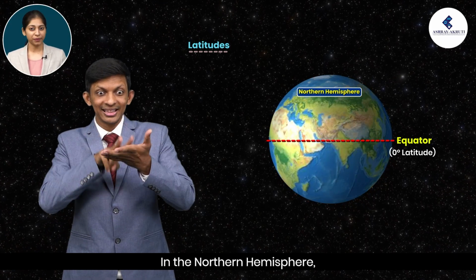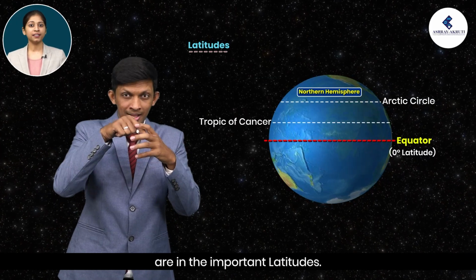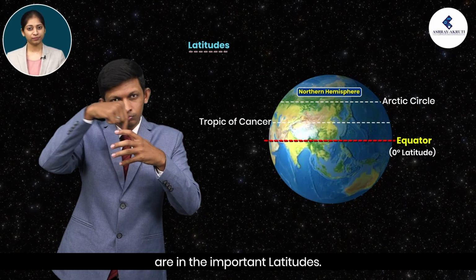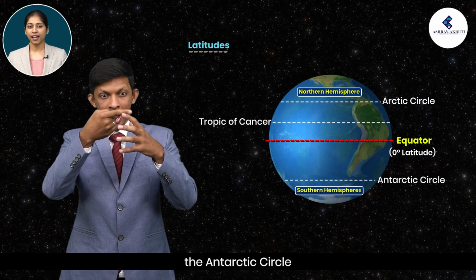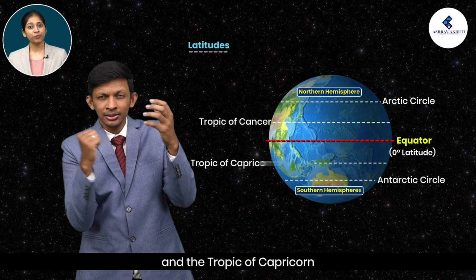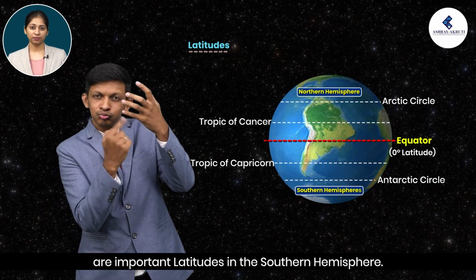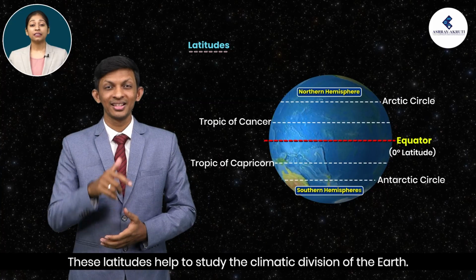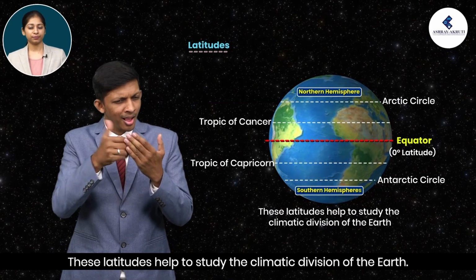In the northern hemisphere, the Arctic Circle and the Tropic of Cancer are important latitudes. On the other hand, the Antarctic Circle and the Tropic of Capricorn are important latitudes in the southern hemisphere. These latitudes help to study the climatic division of the Earth.